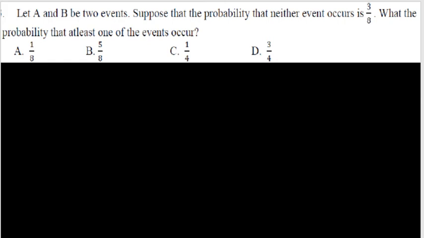The first question: if A and B are two events, suppose that the probability that neither event occurs is 3 over 8. So the probability of none, or neither, is equal to 3 over 8, given. What is the probability that at least one of the events occurs? At least one of the events means the probability of A or B is asked.